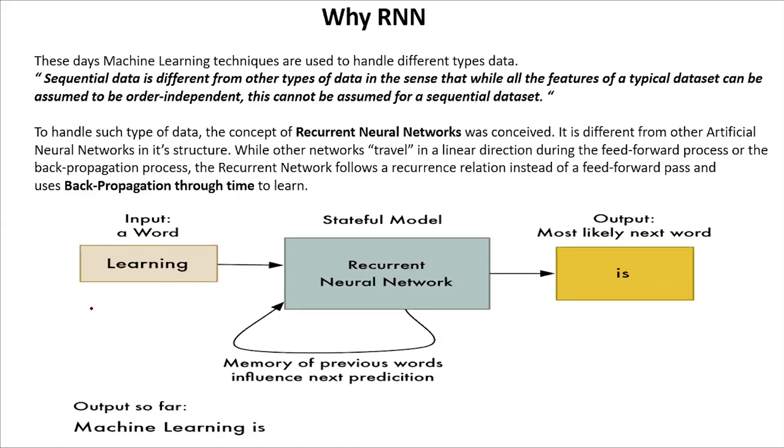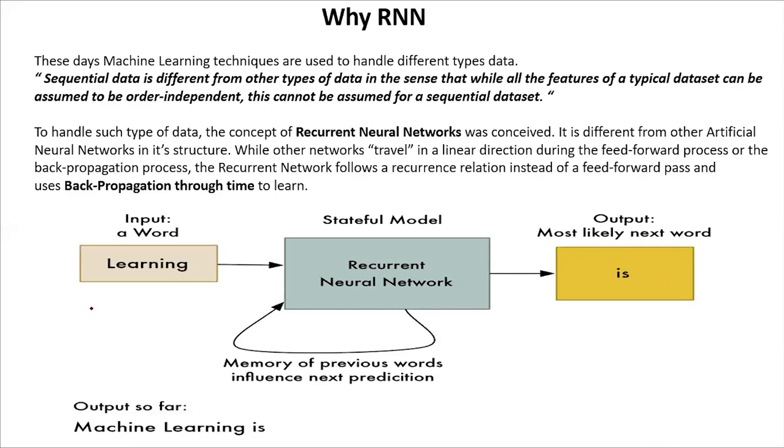But all this data is independent. Let's say if you want to predict the salary of an individual, his salary will not depend on the previous candidate that comes. It will not happen that the previous candidate was asking this much salary, so the next candidate will get this much salary. It's independent of all the other entries.